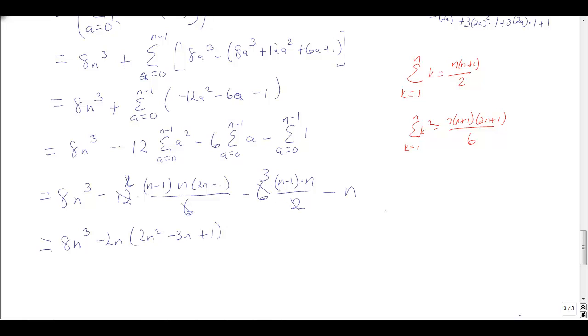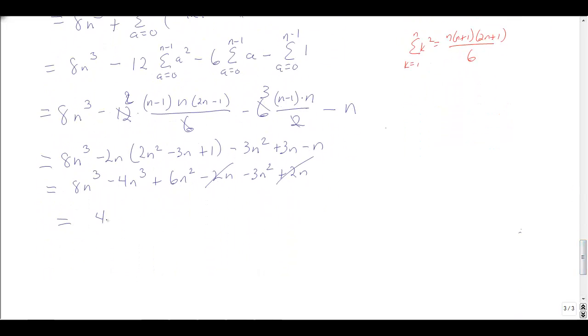6 and 2 cancel, give a 3. So I get a minus 3n times n, that's minus 3n squared. Minus 3n times negative 1 is plus 3n. Then we get a minus 1. So I end up with 8n cubed minus 4n cubed plus 6n squared minus 2n minus 3n squared plus 3n minus n is 2n. See, this minus 2n plus 2n cancel. And what we're left with, 8n cubed minus 4n cubed, that's 4n cubed, 6n squared minus 3n squared, that's plus 3n squared. And that does it for this worksheet.